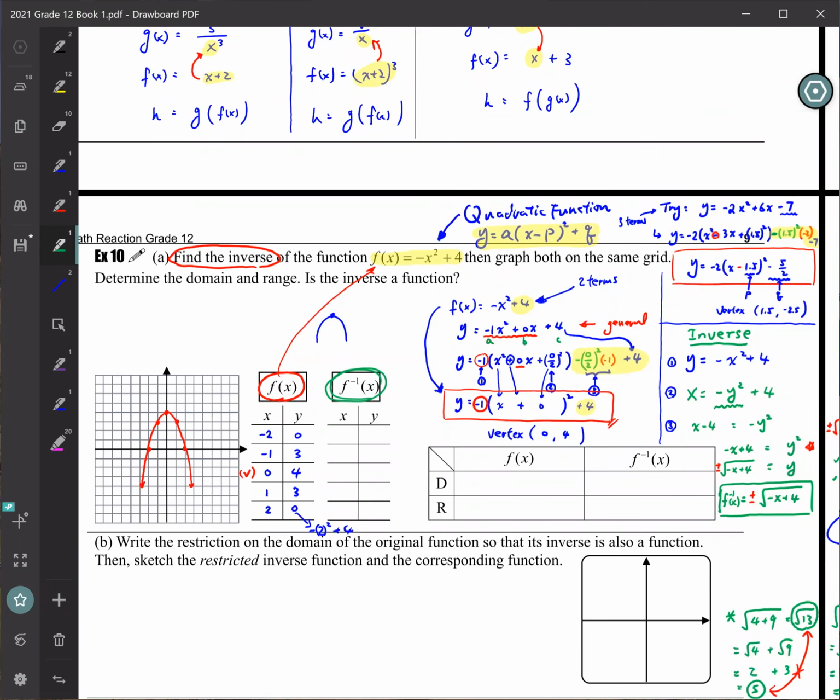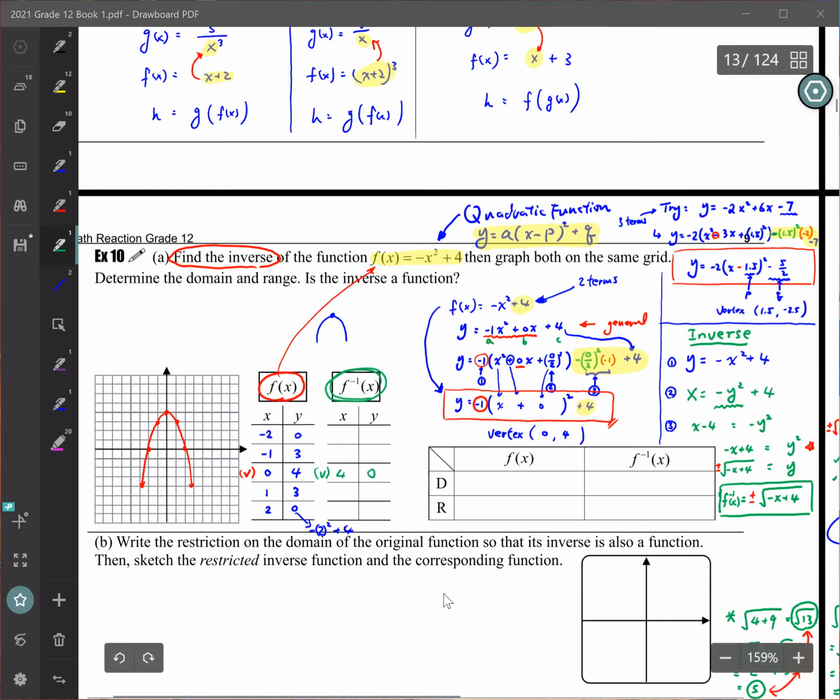Everything on the original, you just flip it around, switch X and Y. It used to be the vertex 0, 4. Now the new vertex will be 4, 0. It's still the vertex, but you need to flip it. Every point you need to flip. I'll let you complete the rest and finish the graph. You can raise your hand when you finish the table and the graph.